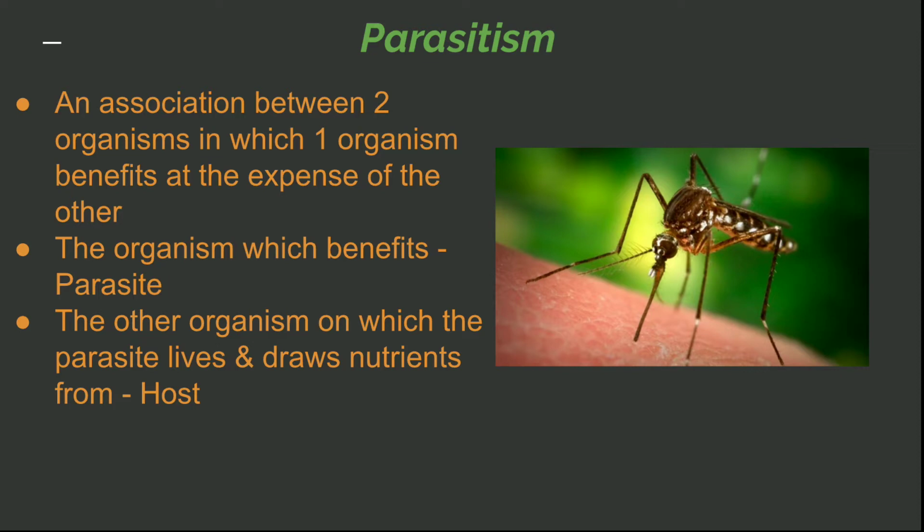parasitism. It is an association between two organisms in which one organism benefits at the expense of the other. That means one organism gets the benefit and the other loses. The organism which gets the benefit is the parasite, and the other organism on which the parasite lives and destroys and draws nutrients from is the host.